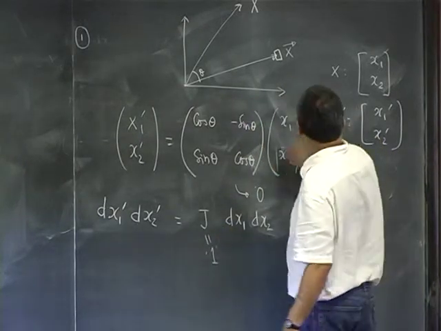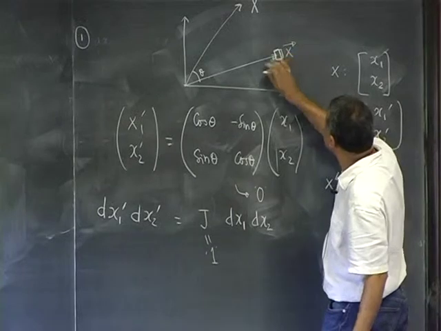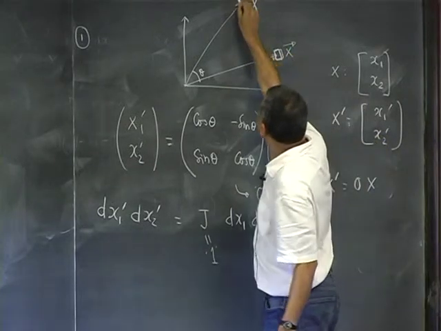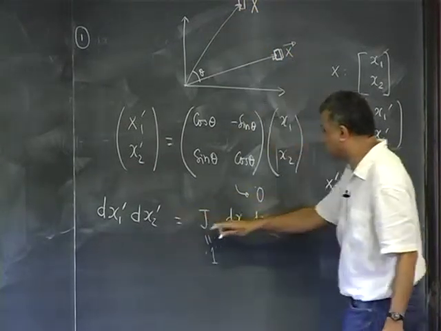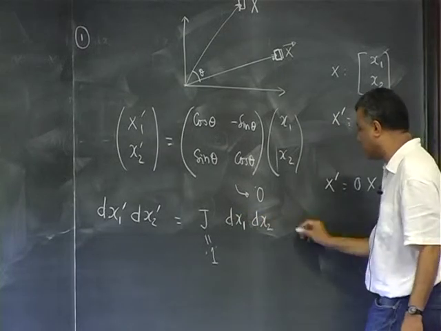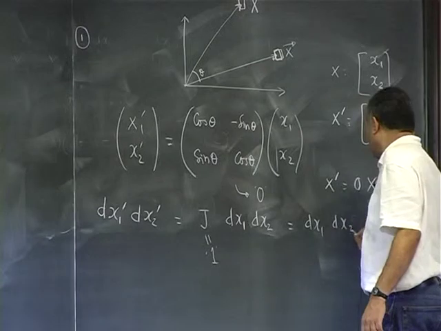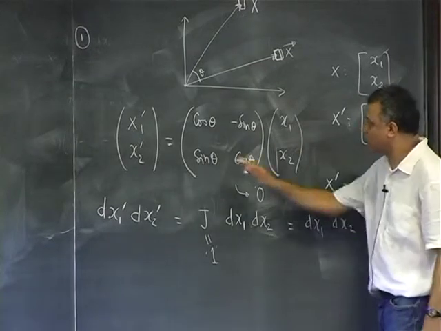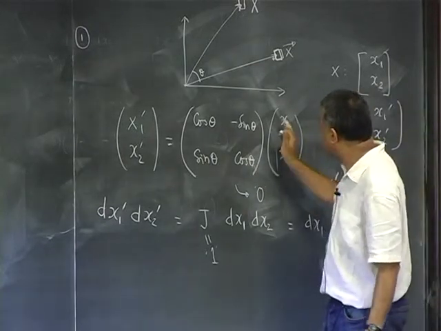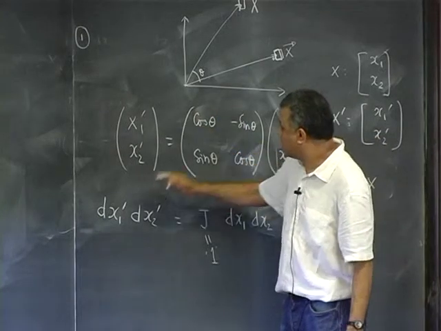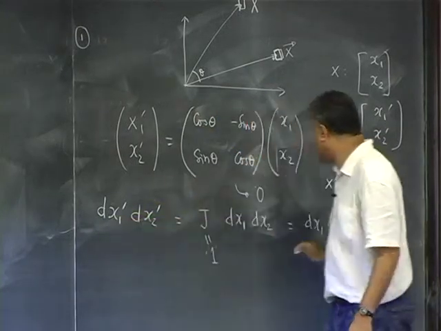That means if I have a volume element here, dx1 dx2, it remains preserved. dx1 prime, dx2 prime is the same as dx1 dx2. So that's very simple. It's always true. If I take a vector and make an orthogonal transformation, the measure remains invariant.